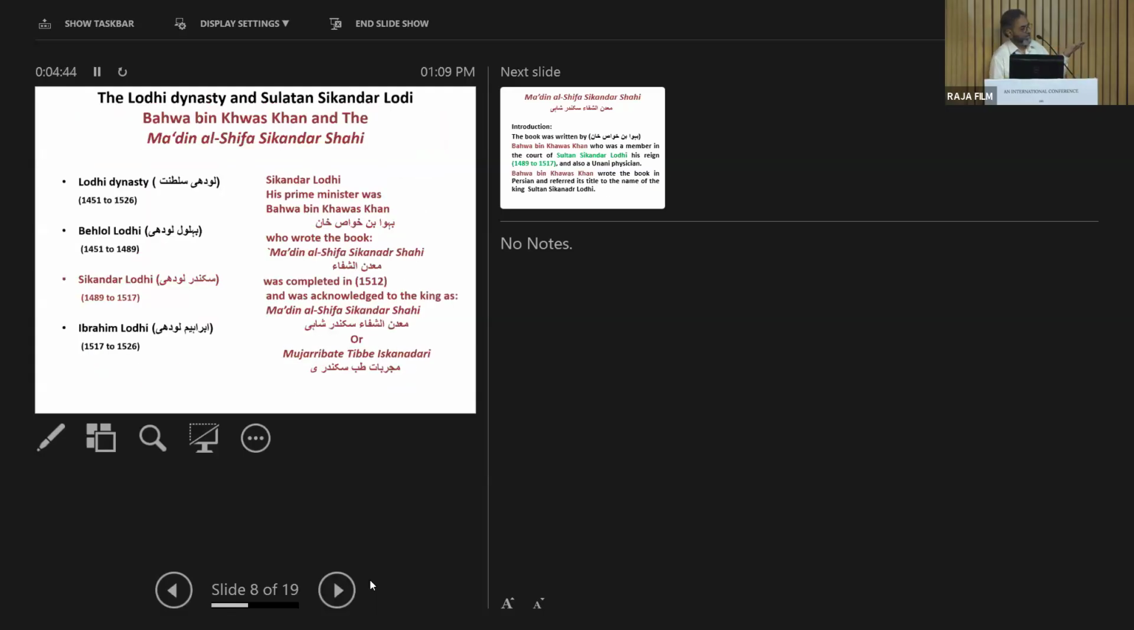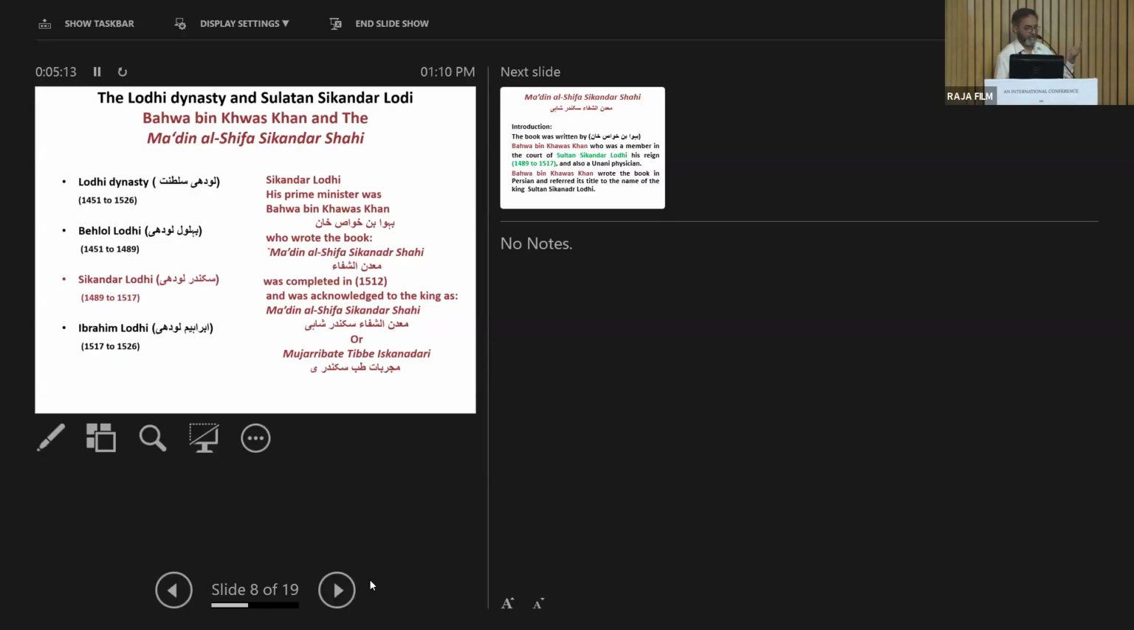This is the slide. You can say that it shows the period, the writer, and the patronage. Lodi was the dynasty at that time. Previously it was known as Lodi, but it is also pronounced as Lodi. The first king was Bahlol, the second was Sikandar, and the third was Ibrahim.